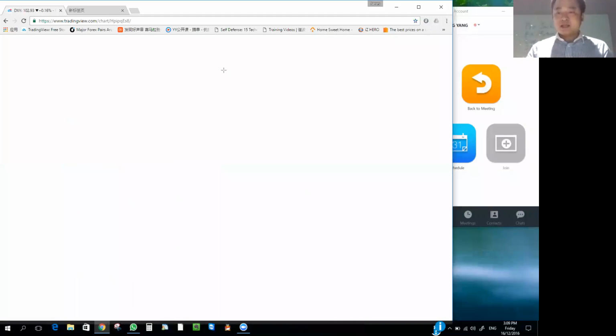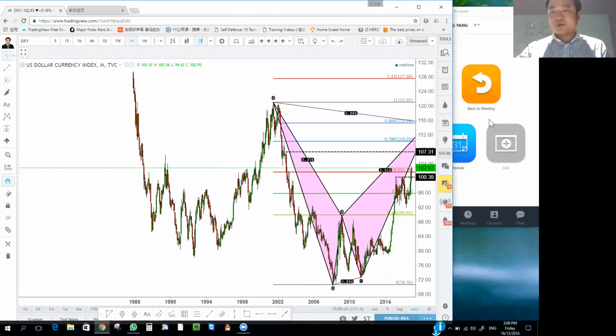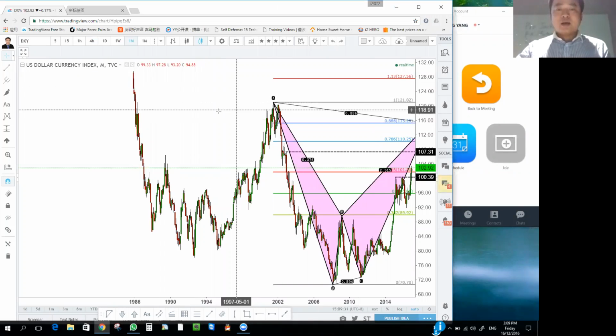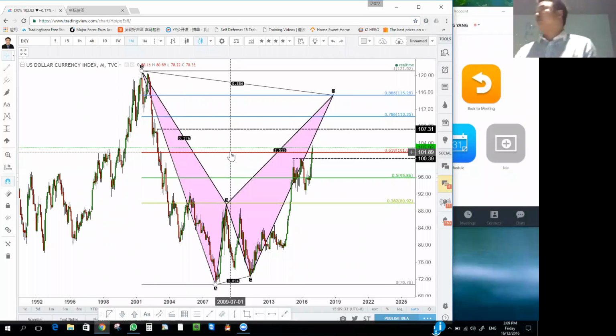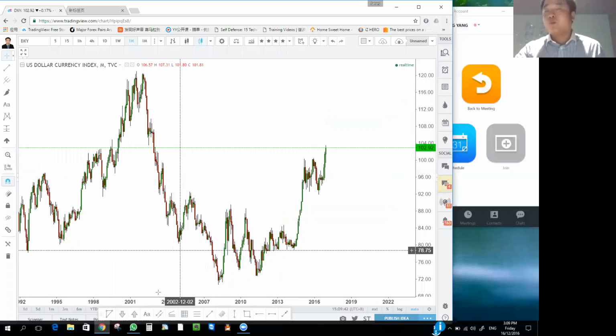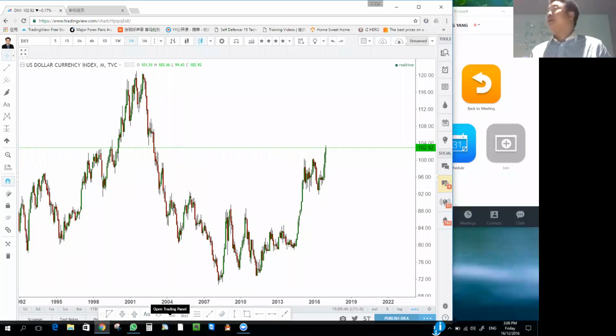Okay, let's start from the DXY first. Whenever we look at any forex or futures markets, the very important thing is that we always start from the DXY. Because the dollar index is really important, as all the currencies and all the commodities are based on the USD. So if the USD is in a one-way market, the commodities will keep dropping, making lower lows, and the dollar is getting strong. And the reason for its strength is the rate hike.